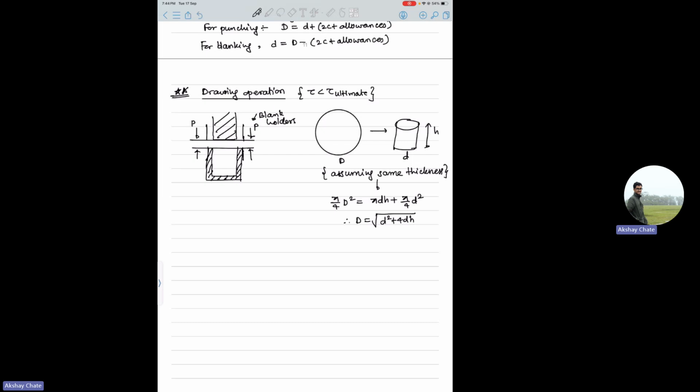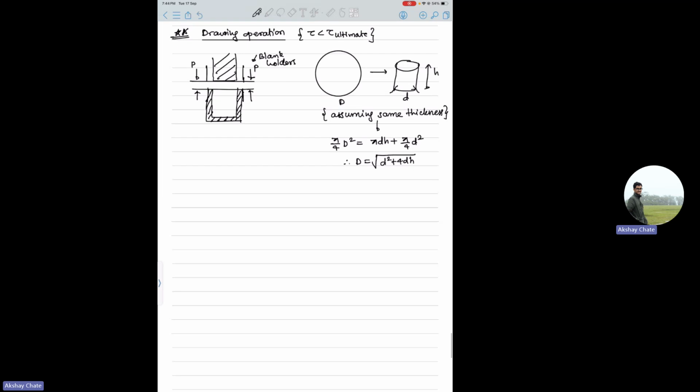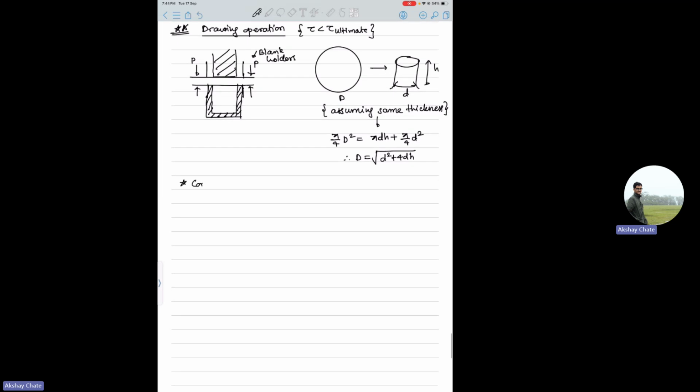And it is observed that when you have these kinds of drawing operations, you should have some corner radius on the punch or on the die itself, because otherwise there will be some cracks at the edges. Cracks may be developing in these regions, right? So you need to have a corner radius R, and for corner radius, you have some thumb rules.